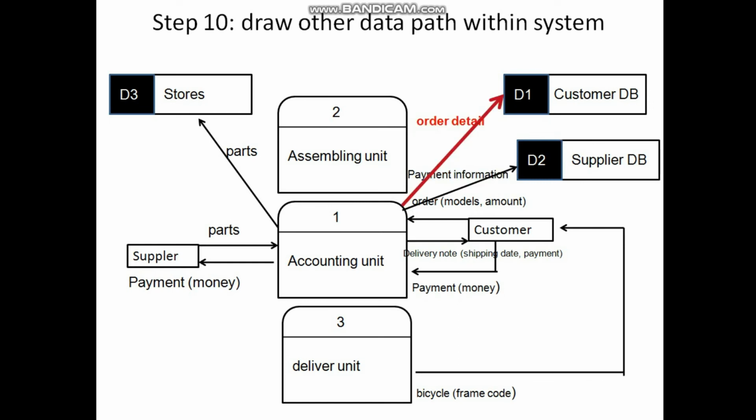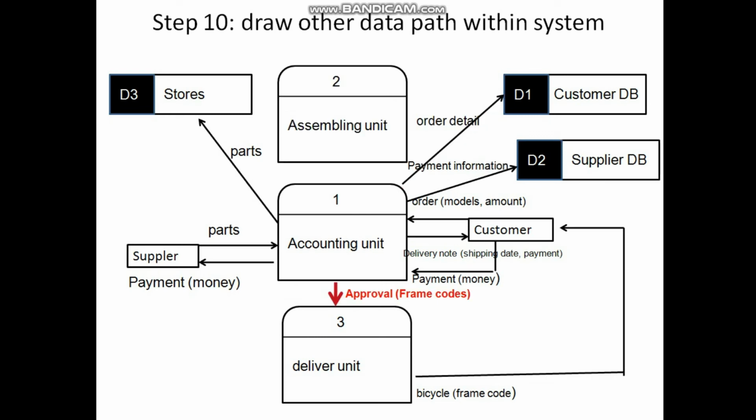Customer puts an order. According to that order, the accounting unit needs to update the customer database with this new information. This link shows that connection. According to the delivery note, the customer does the payment. After this payment, the accounting unit needs to give approval with the corresponding frame code to deliver the product. This link shows that connection.